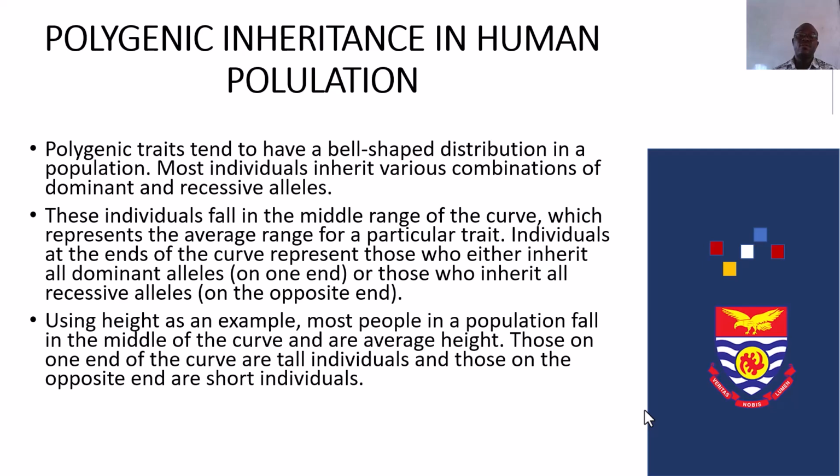Most individuals inherit various combinations of dominant and recessive alleles. These individuals fall in the middle range of the curve, which represents the average range for a particular trait. Individuals at the ends of the curve represent those who either inherit all dominant alleles on one end, or those who inherit all recessive alleles on the opposite end. Using height as an example, most people in a population fall in the middle of the curve and are average height. Those on one end of the curve are tall individuals, and those on the opposite end are short individuals.